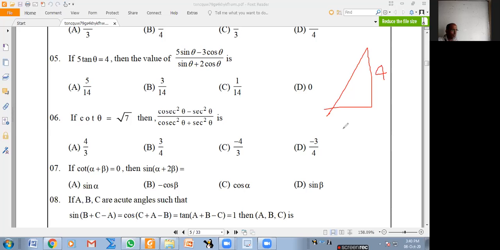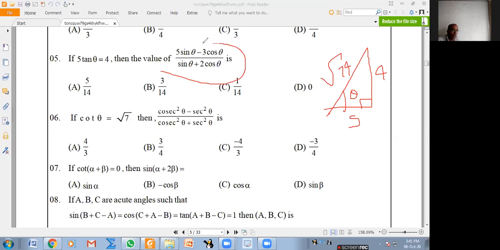Where this is 4, this is 5, and this is root 74, and this is theta. So I can tell sin theta is 4 by root 74, cos theta is 5 by root 74. Are they plus or minus? Because theta can be in the first or third quadrant. It doesn't even matter. Why? You don't have to find sin theta and cos theta.